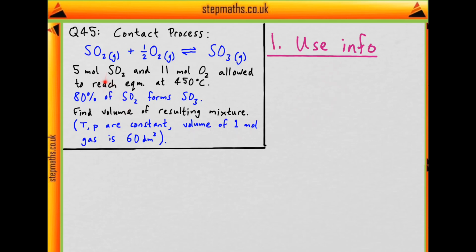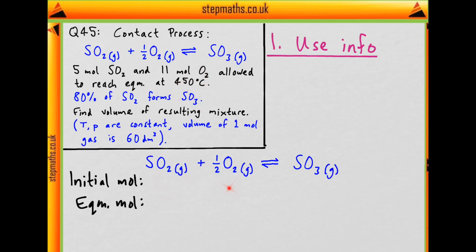We're told that we have 5 moles of SO2 and 11 moles of oxygen at the start, and I find that it always helps to do this sort of diagram, where you have the equation, the moles initially, and the moles at equilibrium. So we can put in 5 and 11 for SO2 and oxygen, and it doesn't tell us anything about SO3, so we can assume that we have none of that at the start. What about equilibrium? Well, we're told that 80% of the SO2 forms SO3, 80% of 5 is 4, so that gives us 4 SO3 and leaves us with only 1 SO2.